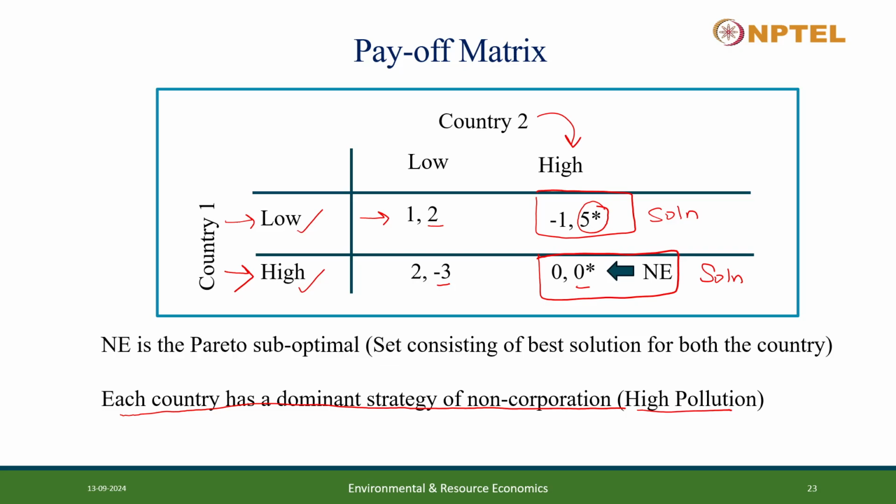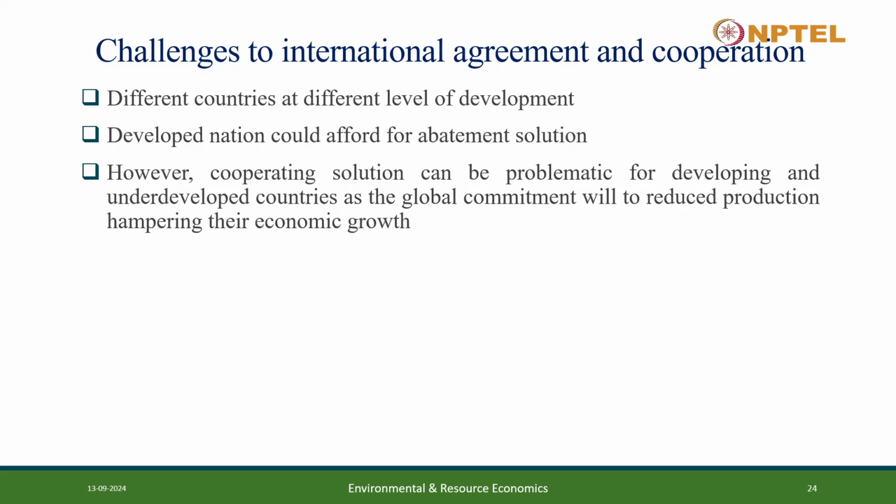So from here we get to the level of Nash equilibrium, that is the Pareto suboptimal. That is the Pareto suboptimal outcome, with the set consisting of the best solution for both countries. For country A as well as country B, the best solution is to pollute high and not abate the pollution. So that is how we have come across the game theoretic approach.